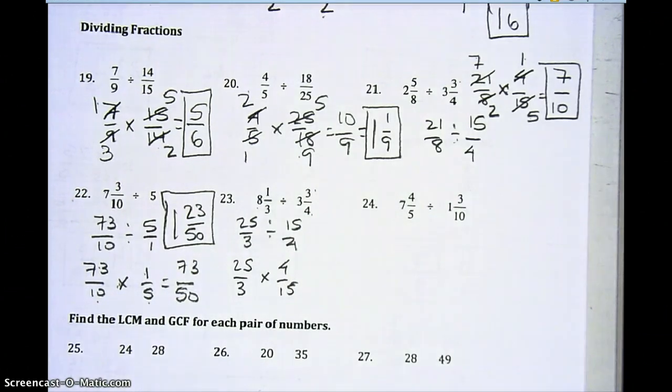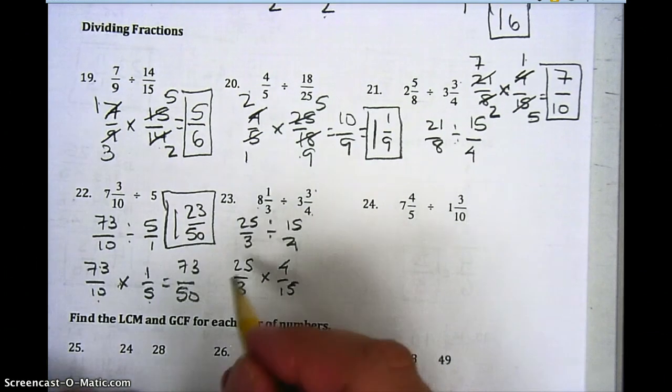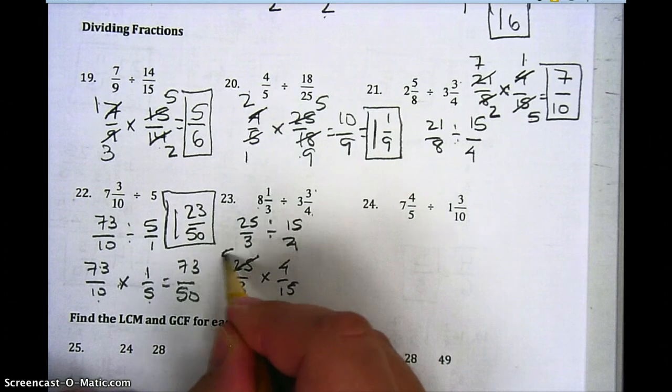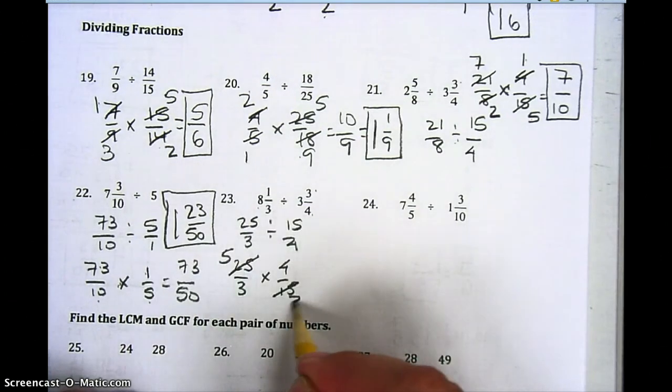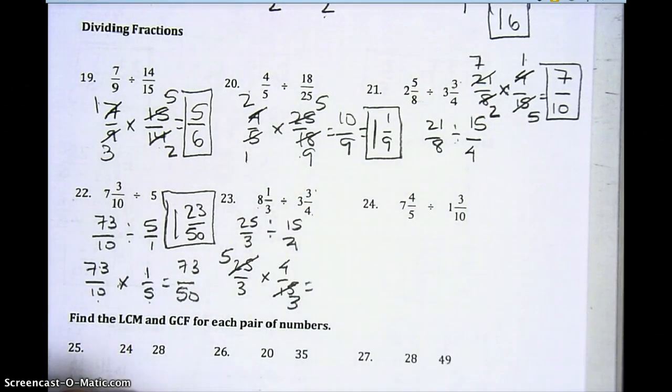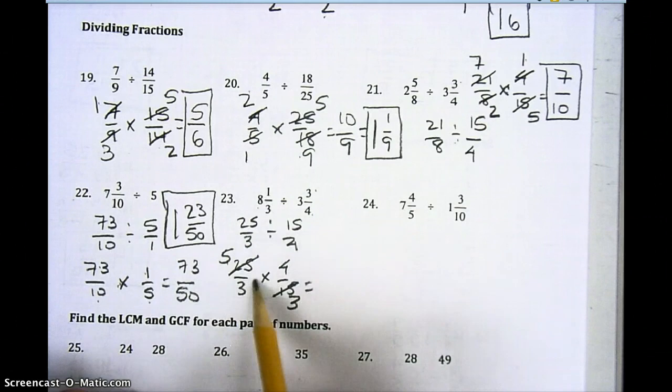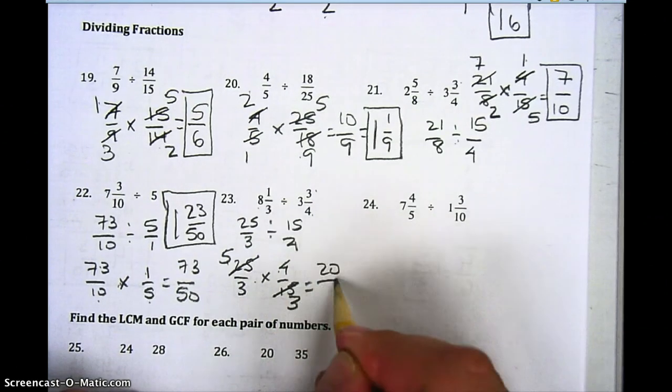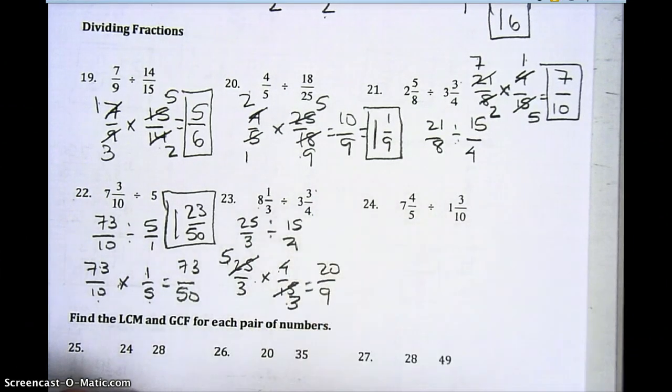The 4 and the 3 don't reduce at all. They're already relatively prime, or they can't reduce those numbers. They don't have any common factors. The 25 and 15 do have a common factor. They both end in a 5, so I know 5 divides into both. 25 divided by 5 is 5. 15 divided by 5 is 3. So now I can multiply the top and the bottom. 5 times 4 is 20. 3 times 3 is 9.